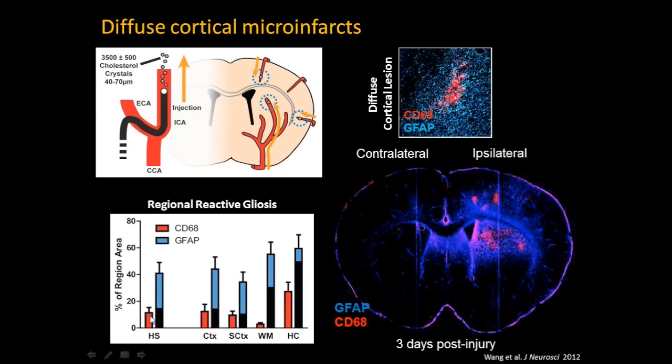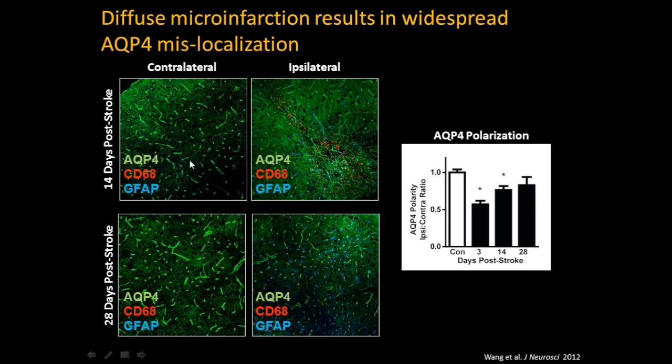That's quantified here in red. But then what's interesting is they're surrounded by these huge swaths of reactive astrogliosis, where the astrocytes have changed their phenotype to a reactive phenotype and are in a defensive posture, right? So you have a small primary lesion surrounded by a wide area of neuroinflammation. What was interesting to us is that widespread neuroinflammation was associated with aquaporin 4 mislocalization.